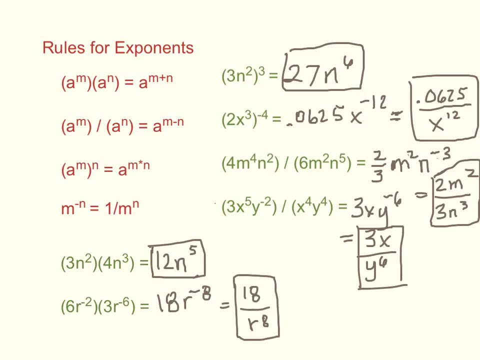Another division problem. 3 divided by 1 is 3. X to the 5th divided by x to the 4th is x to the 5 minus 4, or x to the 1, or just x. Y to the negative 2 divided by y to the negative 4 is y to the negative 2 minus 4, which is y to the negative 6. Move that y to the negative 6 to the denominator, make the exponent positive, and I'm left with 3x divided by y to the 6.